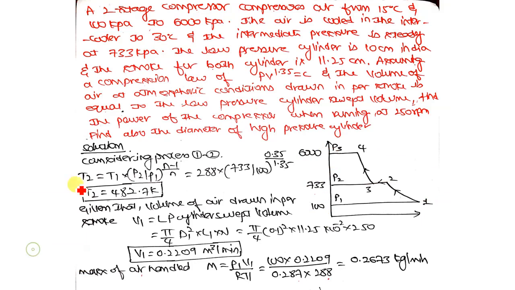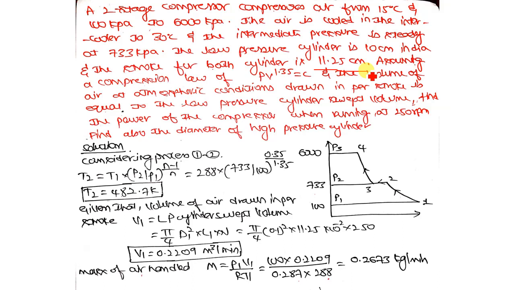The low pressure cylinder is 10 centimeters in diameter and stroke for both the cylinders is 11.25 centimeter. That means the diameter of the LP cylinder is given as 10 centimeter and the stroke for both the cylinders, that means for both HP as well as for LP, it is 11.25 centimeters, but he has nowhere mentioned about the diameter of the HP cylinder. Okay, so he has given the LP cylinder diameter and stroke for both the things.